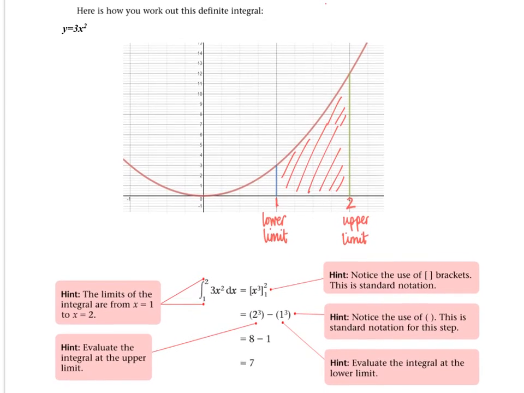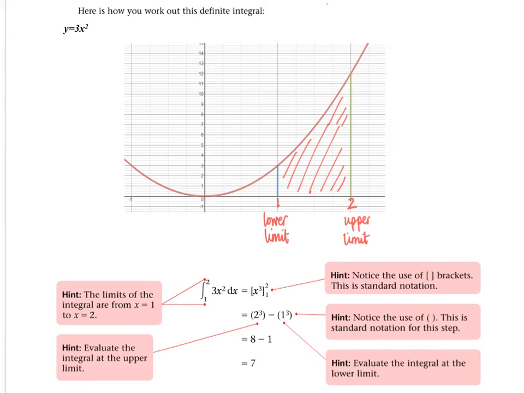We use square brackets. So when we're doing the calculation, we've got square brackets. The upper limit goes on the top of the bracket. The lower limit goes to the bottom of the bracket. We then substitute in 2, so it would be 2 cubed. So that's the upper limit area minus the lower limit area. So we pop 1 in and it's 1 cubed. So that 7 is actually the area between 1 and 2 on the curve y equals 3x squared.